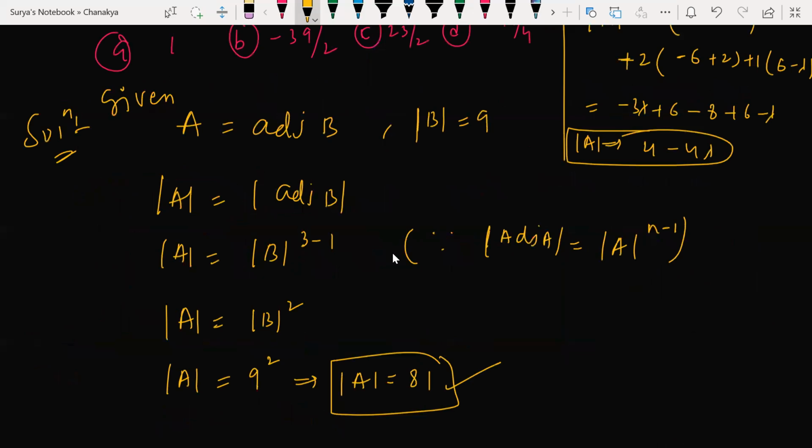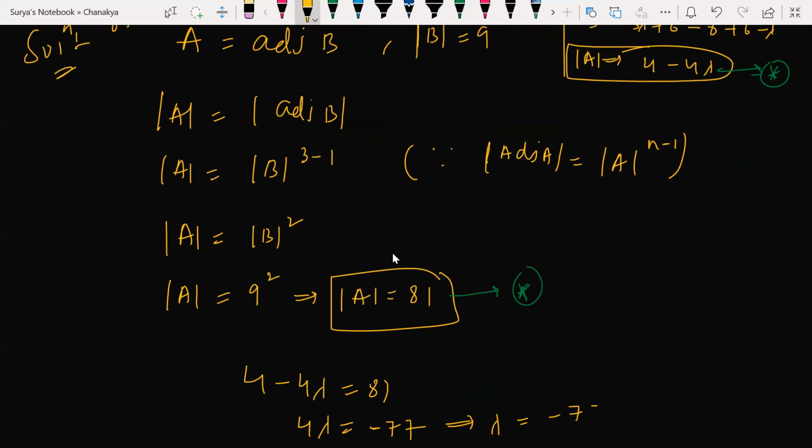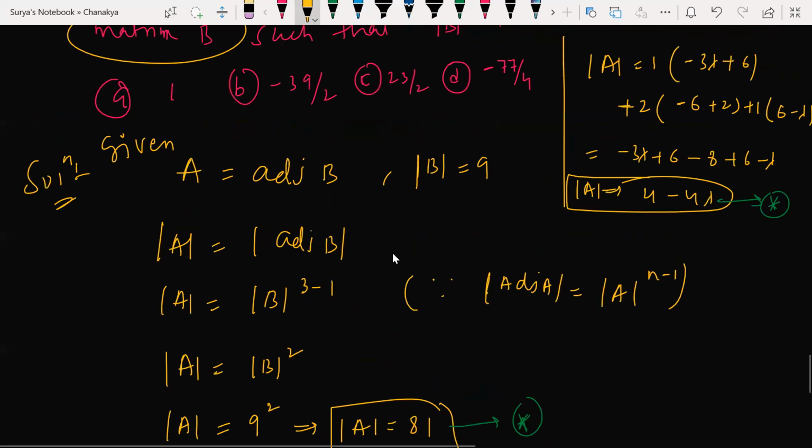Equating that with this one. Let us consider this as my star equation, and let us consider this as my hashtag. Can I compare star and hashtag now? Both are equal. So 4 minus 4 lambda is equal to 81. So 4 lambda is equal to minus 77. Lambda is equal to minus 77 by 4. I think option D is correct.